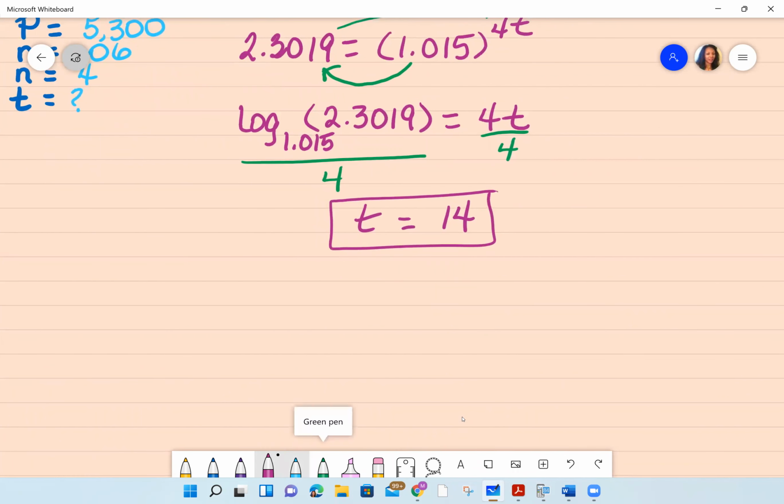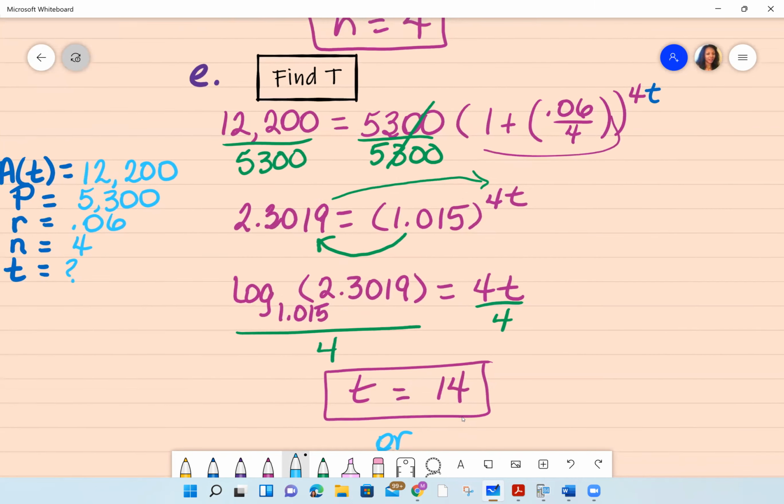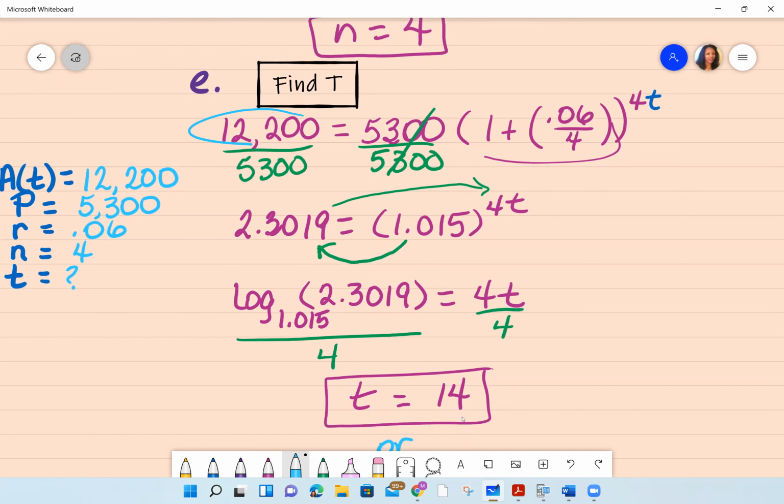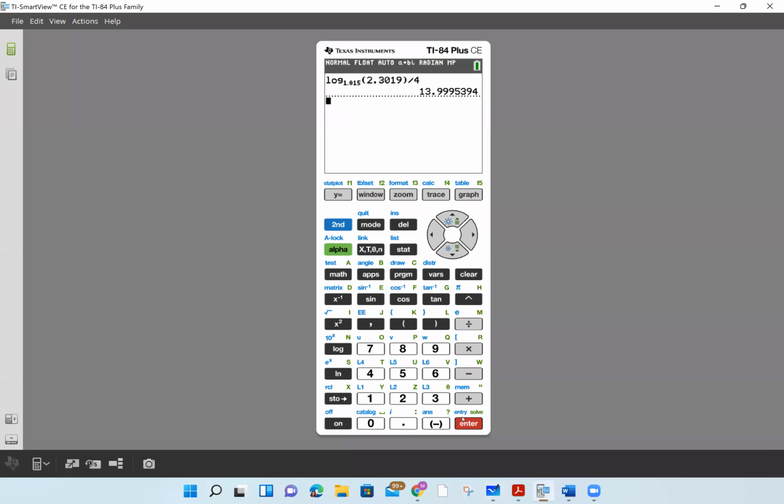The other way to do it, if you actually wanted to use the calculator, you can go to y equals again. And this time you can use two different methods. When we first started, we noticed that y was 12,200. So we would put this formula in. Let's go ahead and do that. Go to y equals, clear out anything that's there. And we're doing the right side, 5,300 parentheses 1 plus another parentheses 0.06 divided by 4, double parentheses, raise it to the 4x power. Somewhere in here we have to have an x, okay? But the x represents our t.